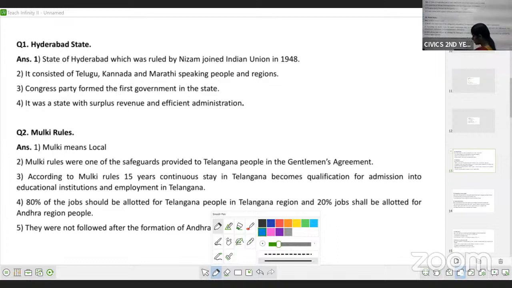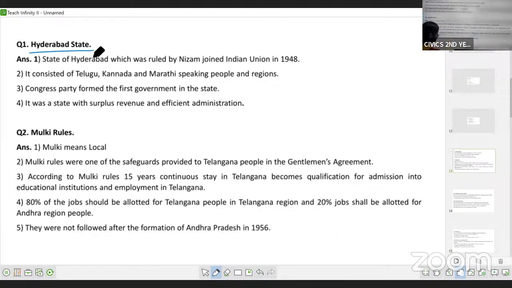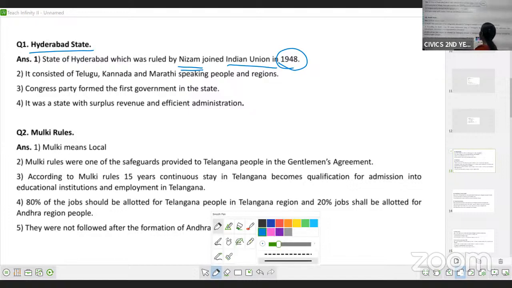So let us start with the first question, Hyderabad state. What do you mean by Hyderabad state? See, Hyderabad was ruled by Nizam. The state of Hyderabad was ruled by Nizam and it became part of the Indian Union in 1948. In 1947, after independence, if you remember the Independence Act of 1947, there was a provision given to the princely states. They had an option to join India or Pakistan or to remain independent. But for the Nizam of Hyderabad, geographically it was not possible to join Pakistan and he decided not to join India also. It remained independent. Hyderabad state, that is Nizam state, remained independent.